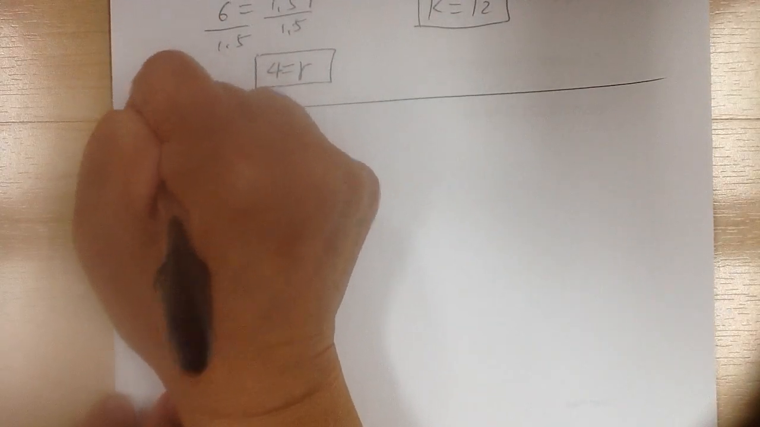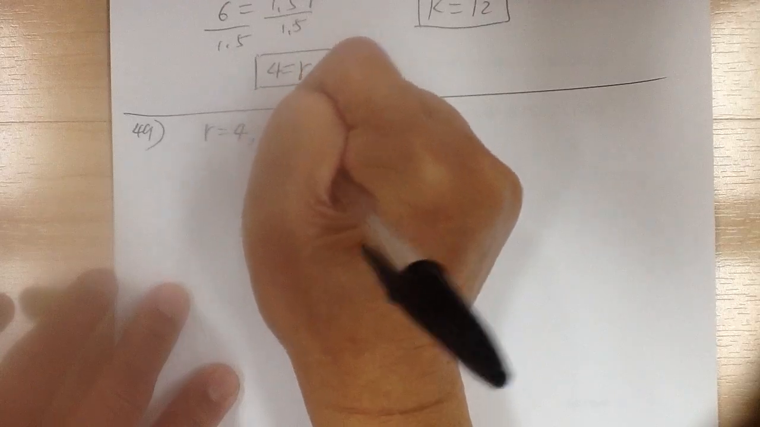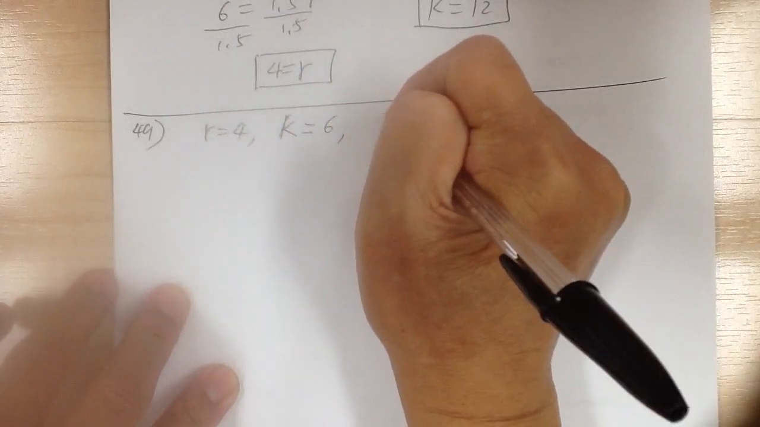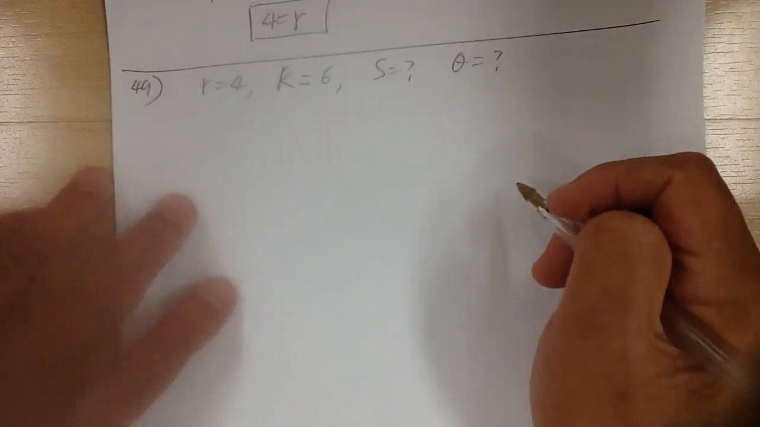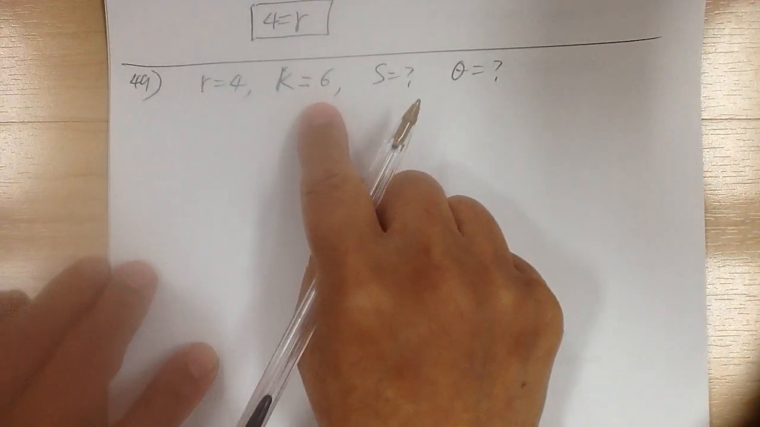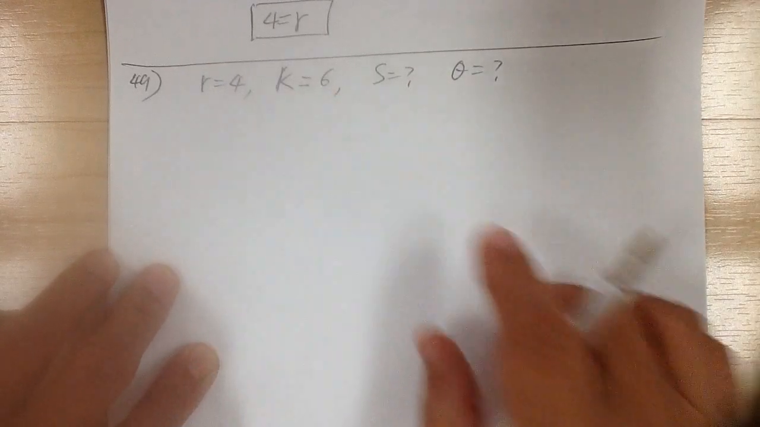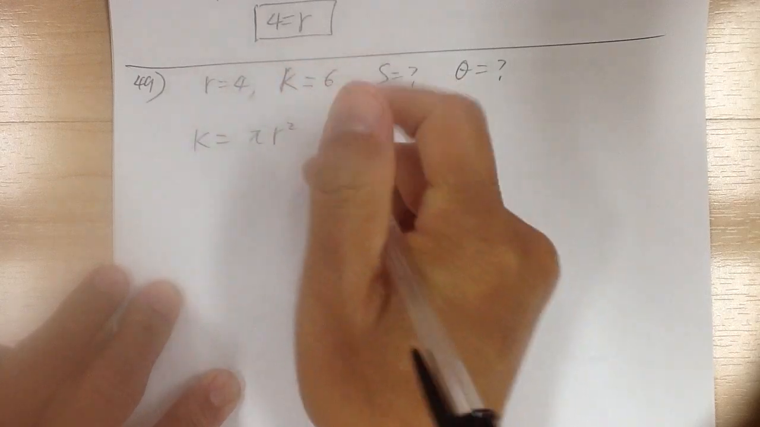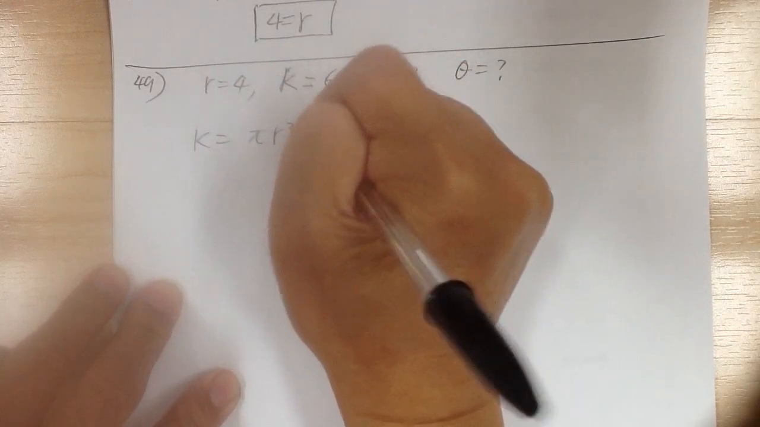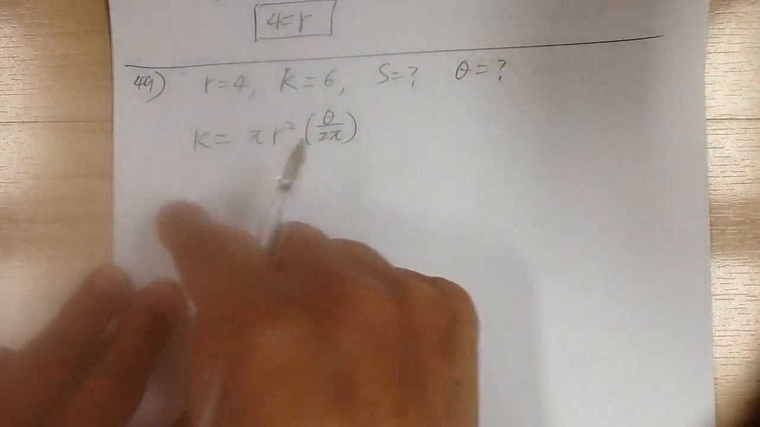Okay, number 49. You have r equal to 4, K equal to 6, s equal to question mark, theta equal to question mark. Since K is given, and again, K is the area, because I like to save the capital A for angle A, so it's not as confusing. So area K equal to pi r squared, the entire circle, times the fraction of the circle that you want. So again, write down your formula, and then you substitute.